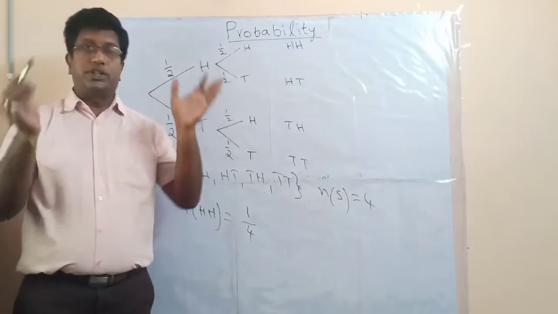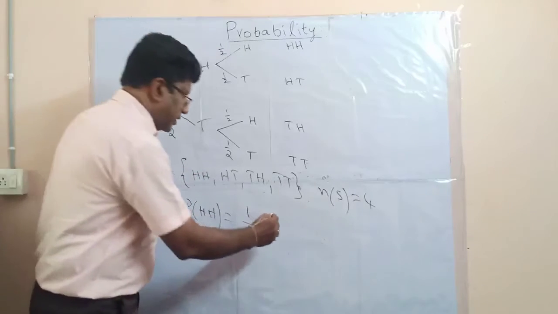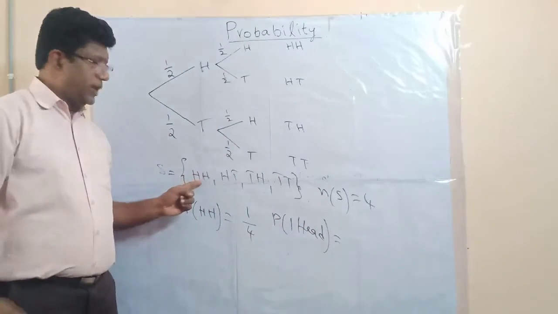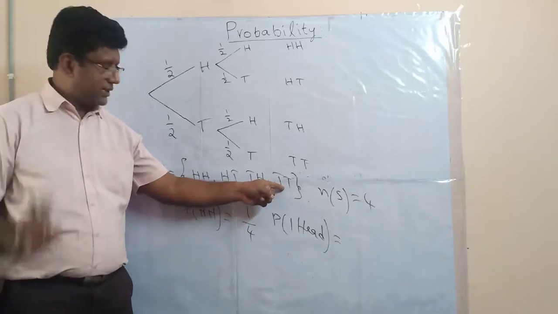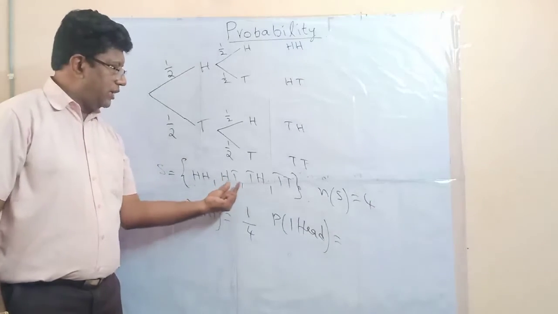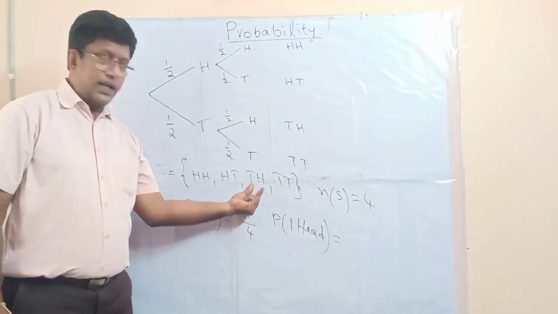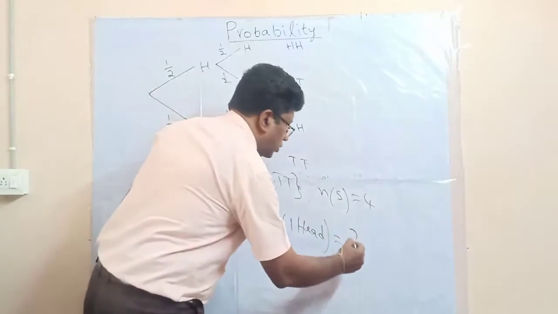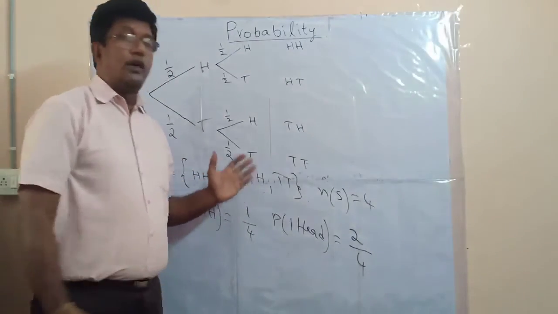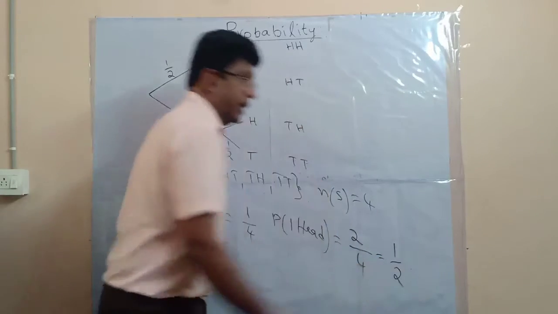Suppose I change the question in another way: what is the probability of getting one head? When I say one head, here 2 heads are rejected, and 0 heads are rejected. So one head is here and one head is here. How many favorable outcomes are there for one head? Head, tail and tail, head. So there are 2 out of a total of 4. So the probability of getting one head in this event is 2 by 4, which is 1 by 2.